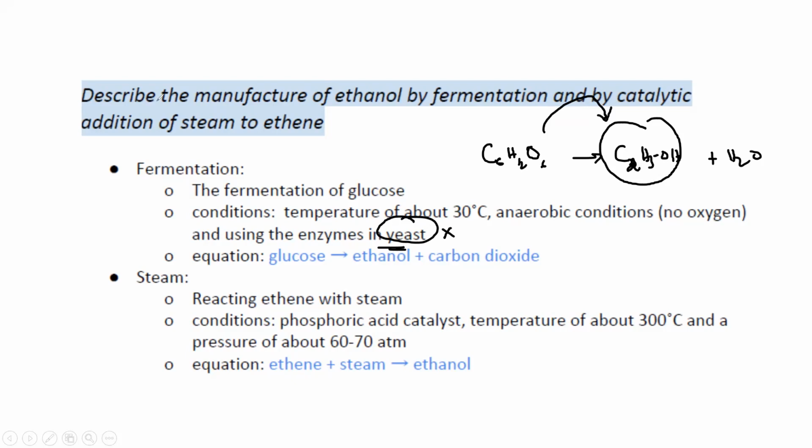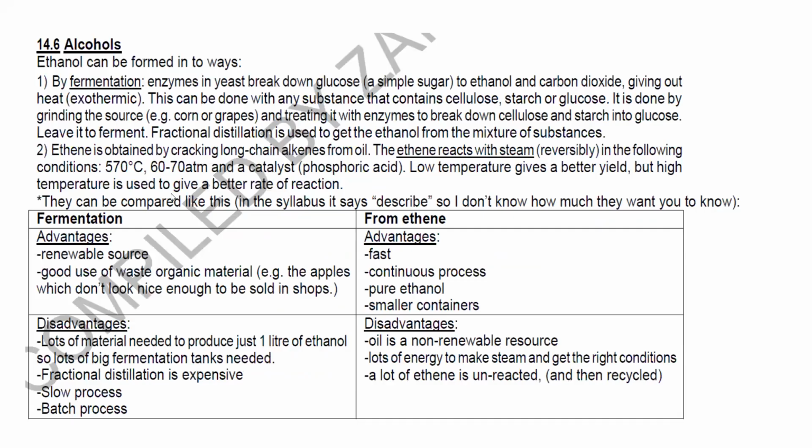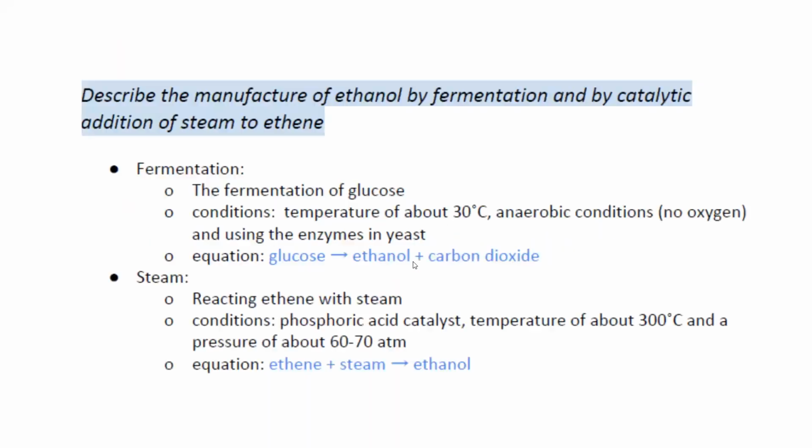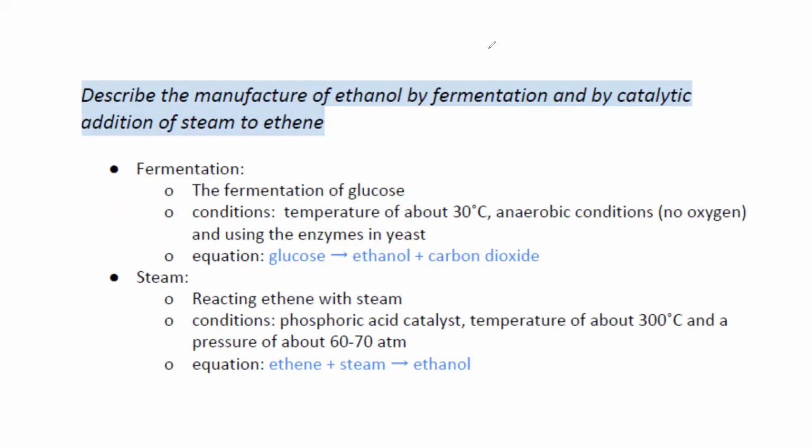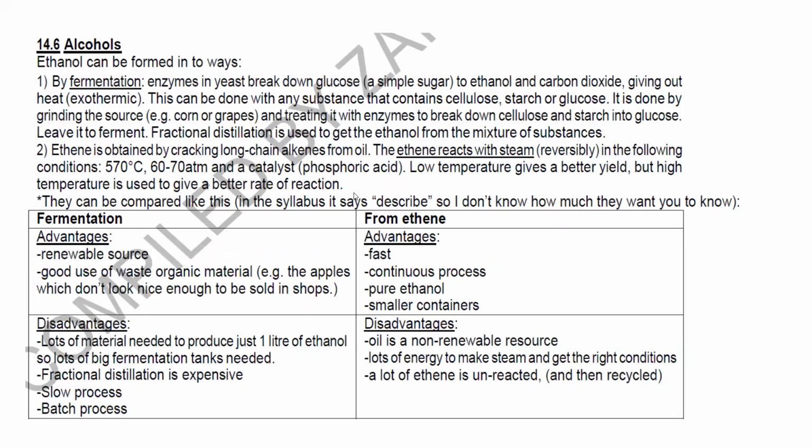So that is a disadvantage here. Whenever we extract this, we will have a mixture of glucose, because some glucose is still there, and ethanol as a product. So you have to do fractional distillation. Whenever we want to separate two miscible liquids from each other, we use fractional distillation. So we have to do fractional distillation, which increases the cost.